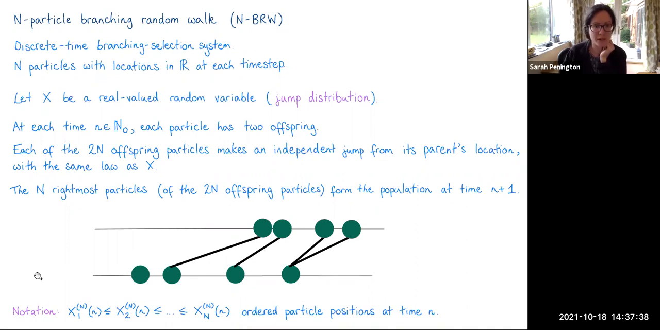Our notation is going to be that we'll write x_1^N(n), x_2^N(n), and so on up to x_N^N(n) for the ordered particle positions on the real line at time little n.